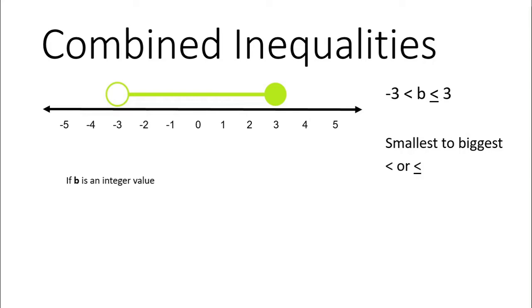So that means if B were an integer value, integer meaning whole number, B could be any value within this set of numbers: -2, -1, 0, 1, 2, and we are including 3 because it's colored in, because it was underlined. B could have any of these values. Now, B may or may not be an integer value, but this is very often a question you'll get on a test or exam. They'll say list all possible integer values for our variable B. So there we have it.